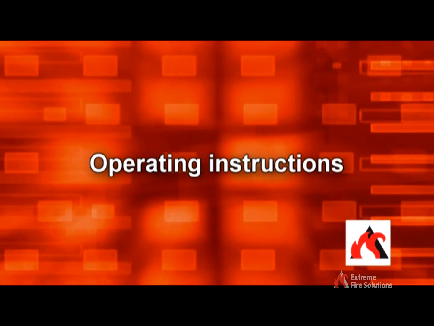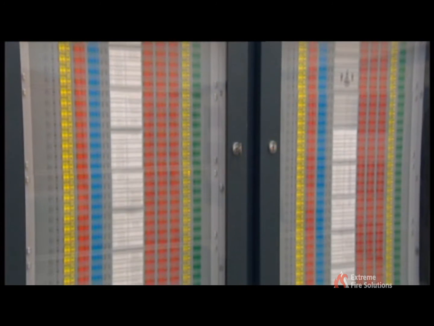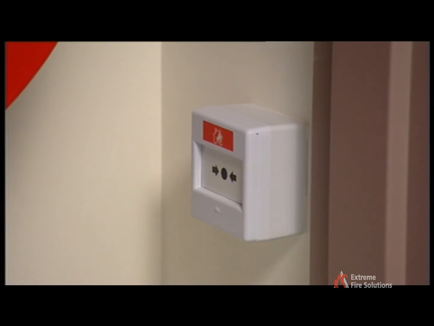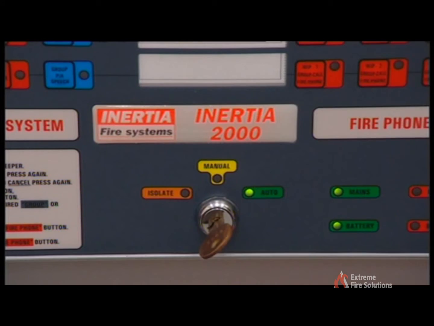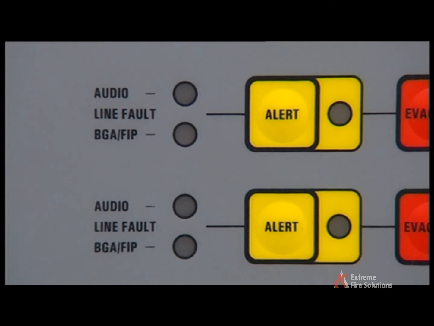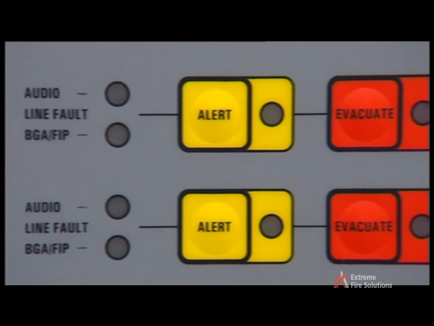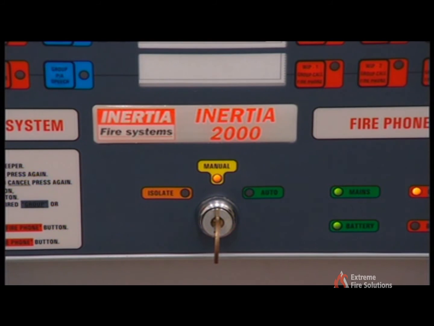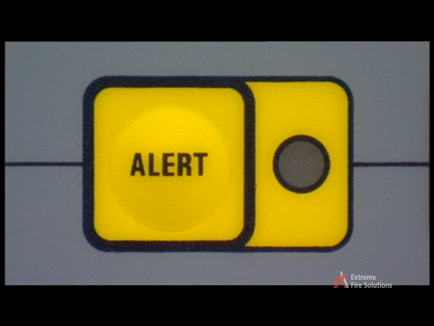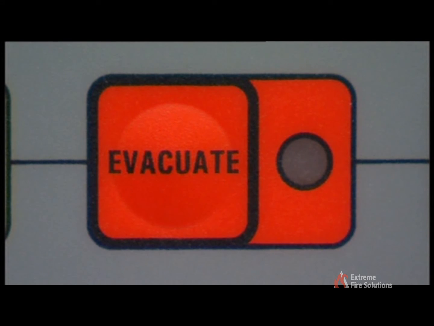Operating instructions. To isolate the automatic activation of the EWIS from the FIP or from the EWIS system's break glass alarms, turn the key switch on the MECP to the manual position. This will enable all MECP manual controls, but disable any activation from the fire alarm system. With the key switch in manual, the following can be achieved. To alert a zone, press the desired alert button. To cancel, press the button again. To evacuate a zone, press the desired evacuate button. To cancel, press the button once again.